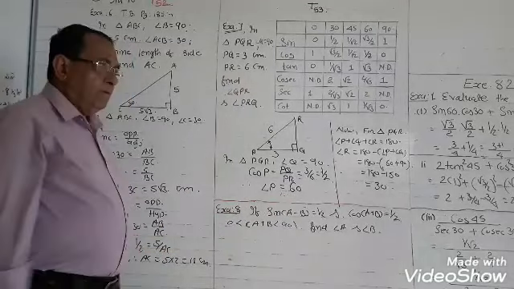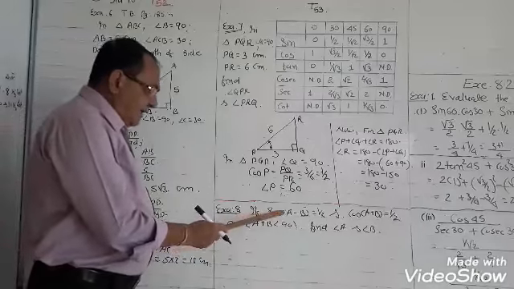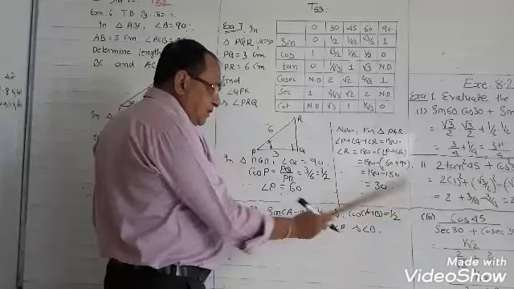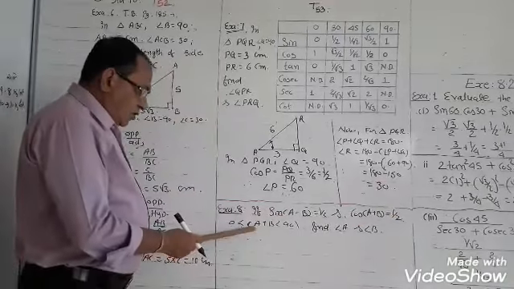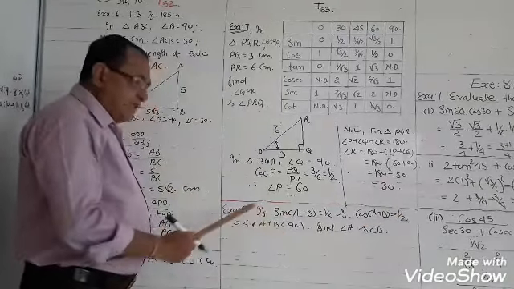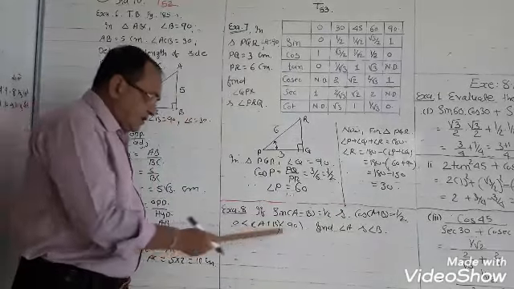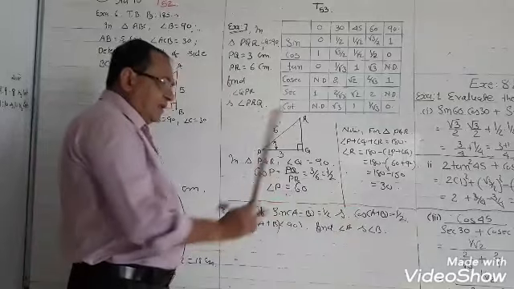Example number 8. If sin of A minus B is equal to 1 upon 2, cos of A plus B is equal to 1 upon 2, and A plus B is an acute angle, A plus B lies between 0 and 90. Find angle A and B.